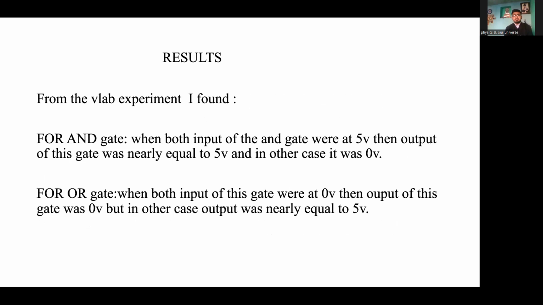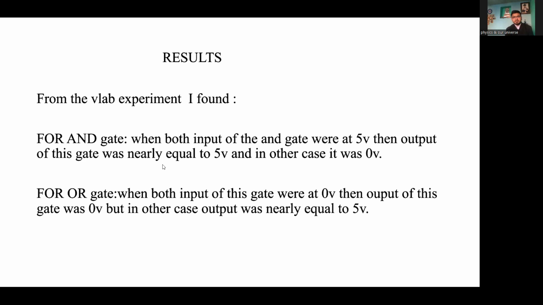Now, results. From this lab experiment I found that for an AND gate, when both inputs of the AND gate were at 5 volt, or high, which is 1, the output of this gate is nearly equal to 5 volt, and in the other cases it was 0 volt. It means when both inputs are high the output is high, and in the other cases it is low. 1 1 0.